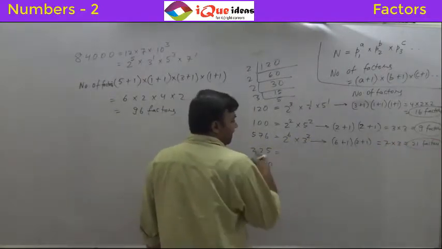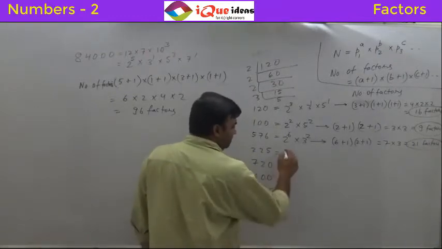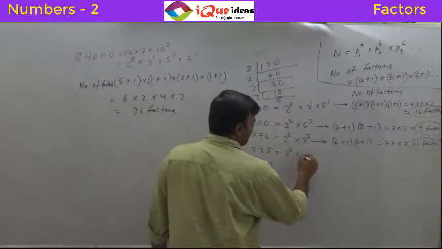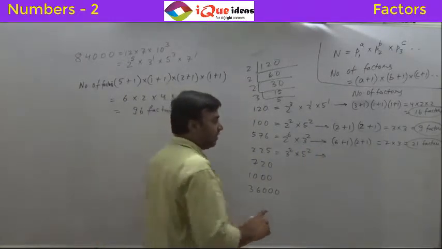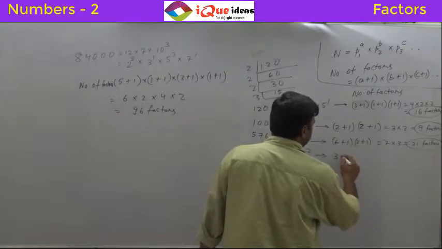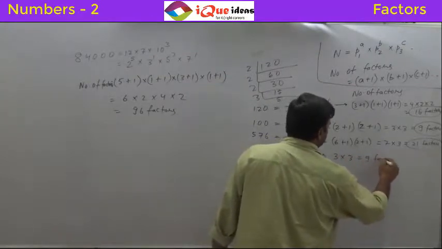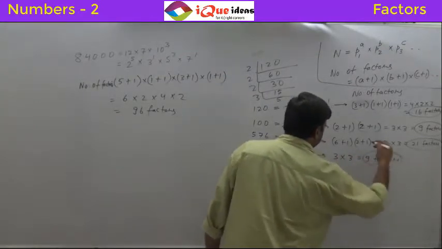225, it is 15 square. 15 square would mean 3 square into 5 square. So the number of factors will be, powers are 2 and 2. Add 1 to each power. So it becomes 3 into 3. That is 9 factors. So slowly you have to reduce the length of the process.